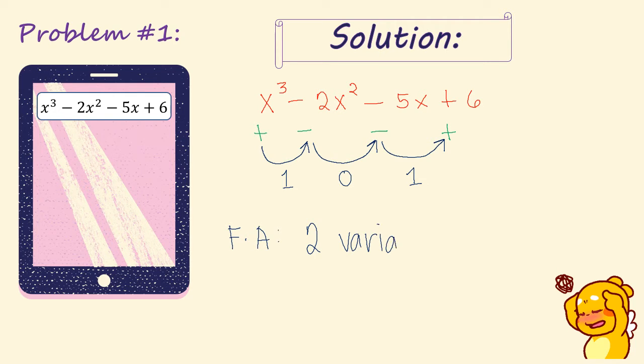All in all, our final answer is that we have 2 variations in signs. That's it. Okay, let's have another example.